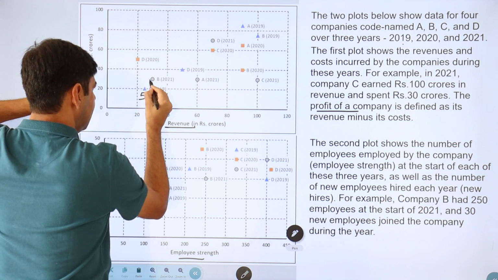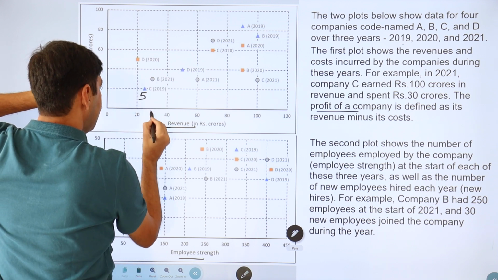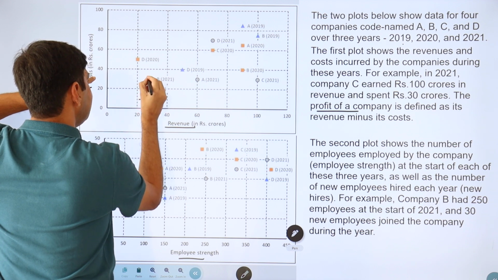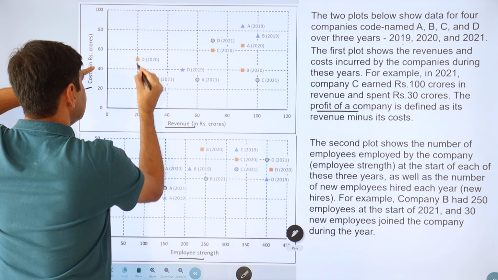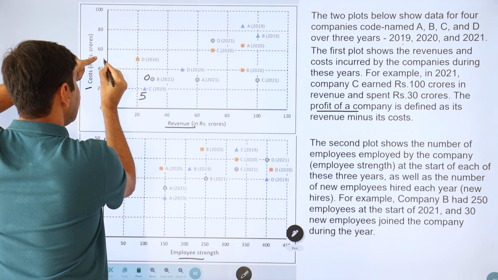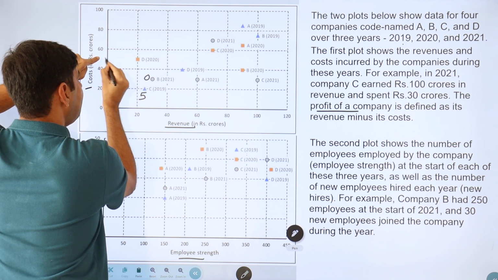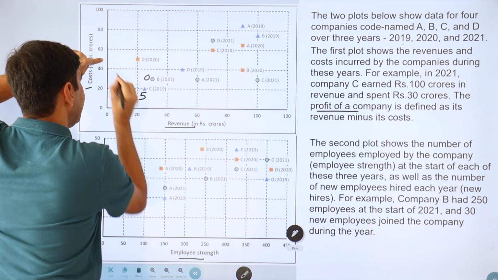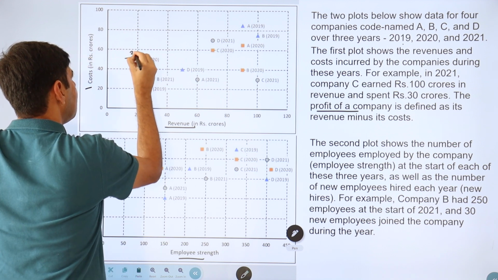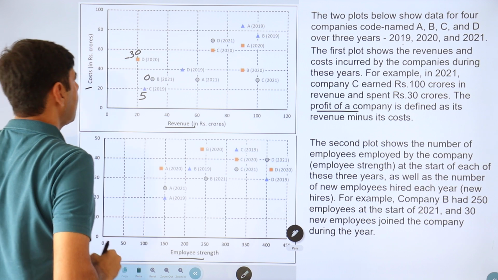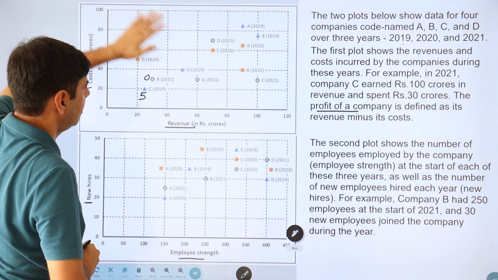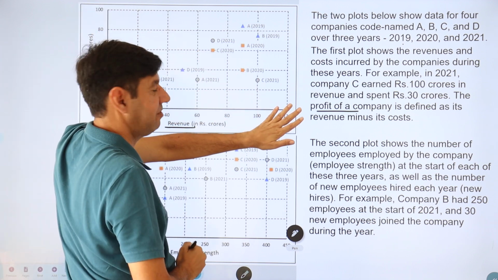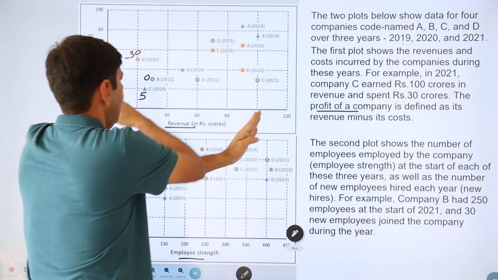I'll do from closer numbers. Later I'll add them. B is 30 minus 30, which is 0. This is 20 is the revenue and 50 is the cost. So 20 minus 50, this is a loss of 30. So this end is the loss, this end is a higher profit, more revenue, less cost.